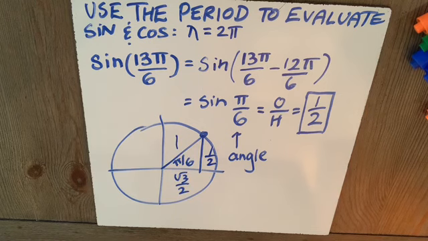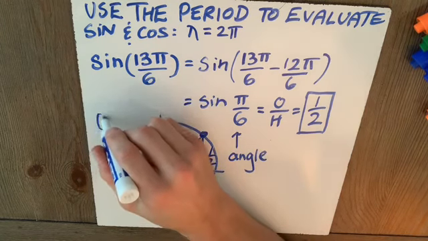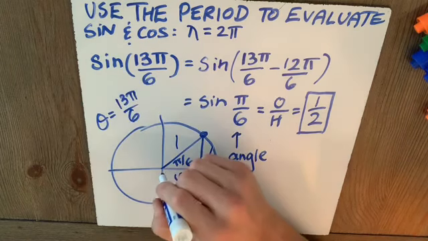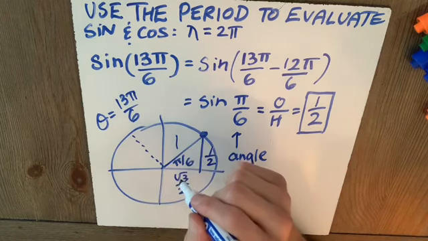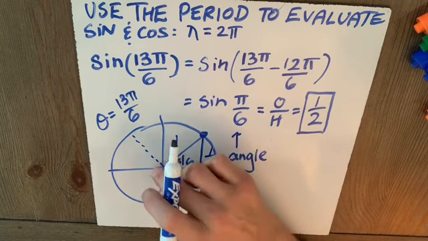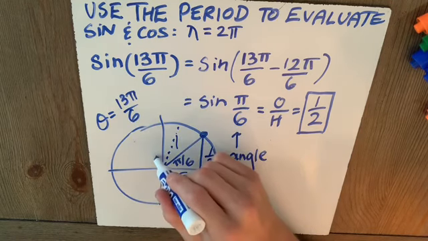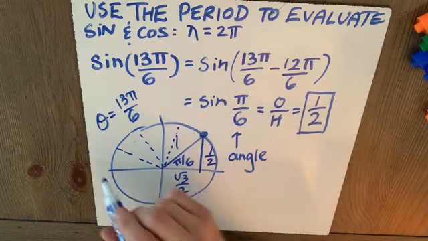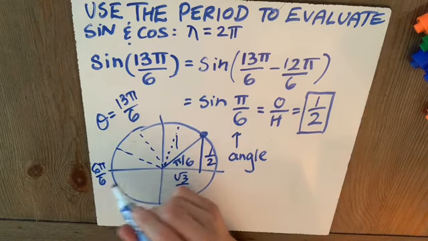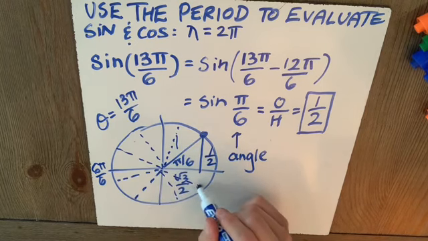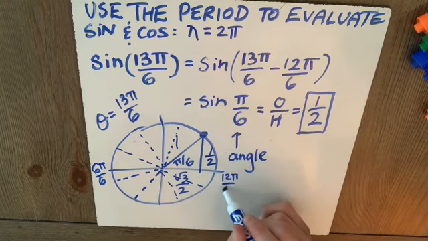Now, what if you didn't do that? What if you didn't use the periodic nature? Not a problem. If you're looking at this angle, if we just said, no, let's just keep the angle at 13 pi over 6, notice what we would do. We'd say, let me draw this correctly. A 1, a 2, a 3, a 4, a 5, a 6. That gives us 6 pi over 6, a 7, 8, a 9, a 10, 11, 12. This brings us to 12 pi over 6.